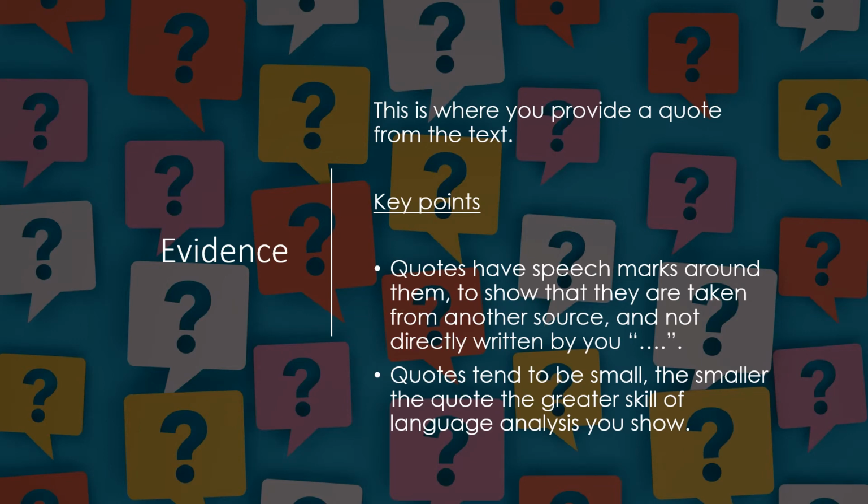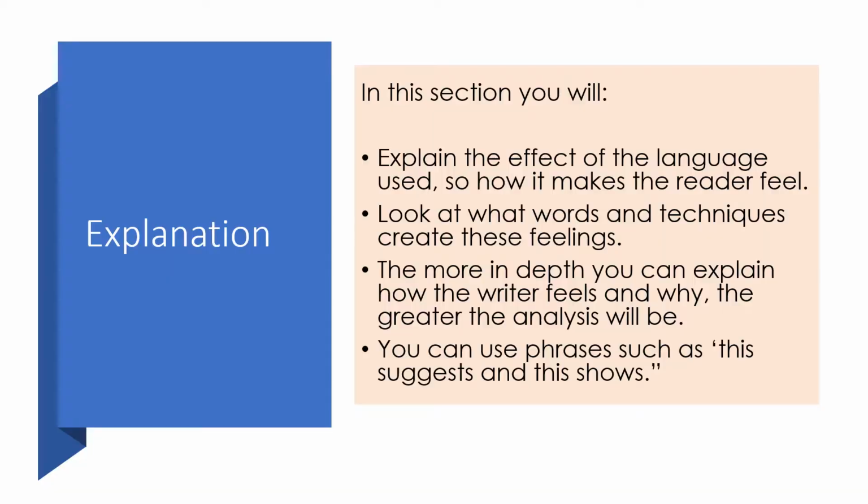Next, we have the evidence. So this is where you provide a quote from the text. Quotes have speech marks around them to show that you've taken them from another source and not directly written by you. If you remember in school, the 66 and 99, these are just what I mean by speech marks. Quotes tend to be small. The smaller the quote, the greater the skill of language analysis you show. And we'll go into this more when we move on to our final element of the PEE paragraph.